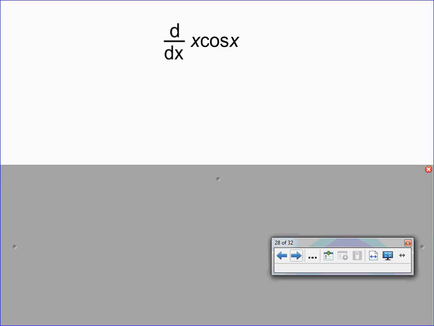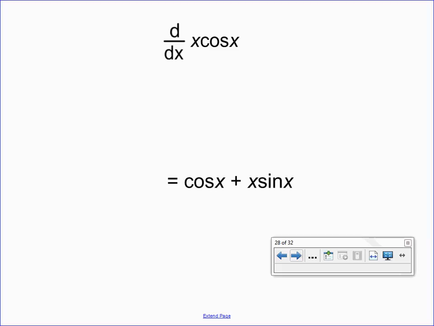Number 9. You can do it unsimplified. Cosine x minus x sine x. That's right, you were right the first time. It should be minus, right?